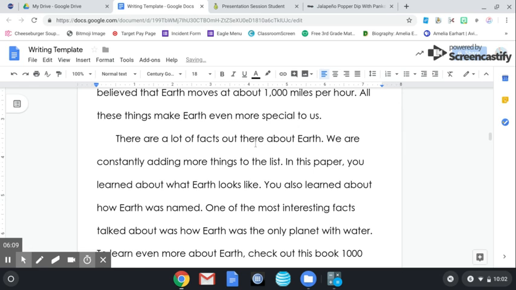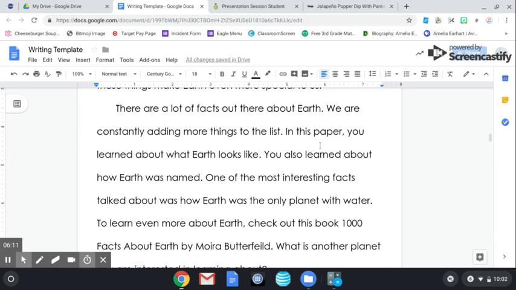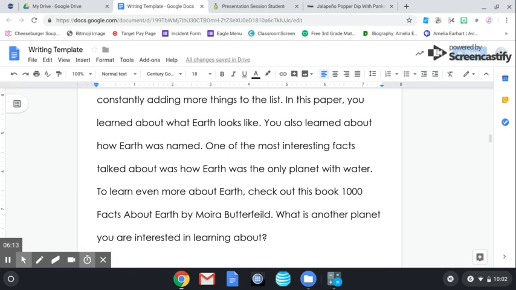There are a lot of facts out there about Earth. We are constantly adding more things to the list. In this paper, you learned about what Earth looks like. You also learned about how Earth was named. One of the most interesting facts talked about was how Earth was the only planet with water. To learn even more about Earth, check out this book, 1000 Facts About Earth by Moira Butterfield. What is another planet you're interested in learning about?